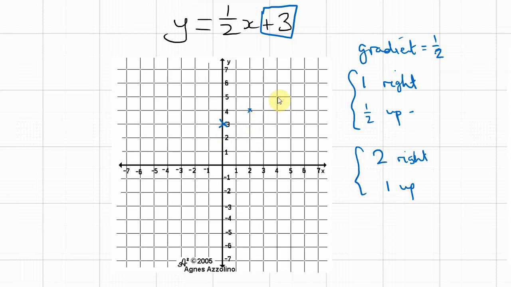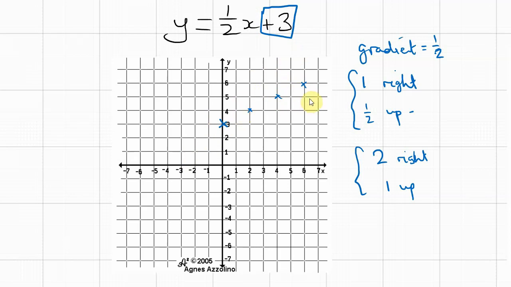2 to the right and 1 up. A gradient of a half, or a gradient of a fraction less than 1, should be quite a shallow slope, because a gradient of 1 would go up something like this. You can see from our second example we did, so it should be shallower than that.